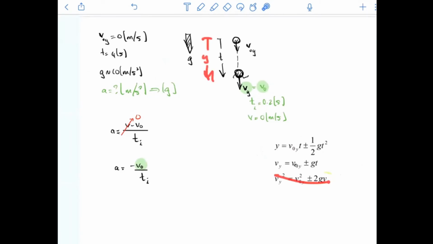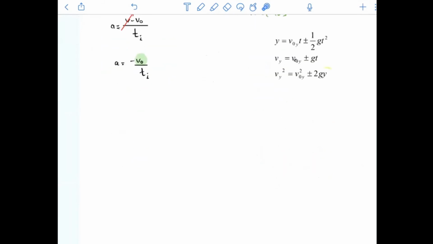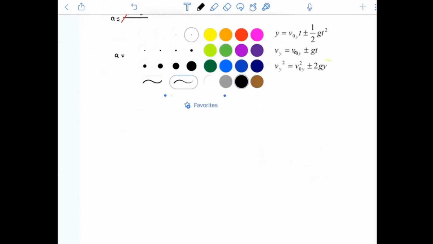It's not given to me, so forget that. And can I use this one? Depends. Do I know the time? Of course I know the time. So this is given, and that's the only unknown. So use this one. Okay, so that's the formula that I'm going to end up using.